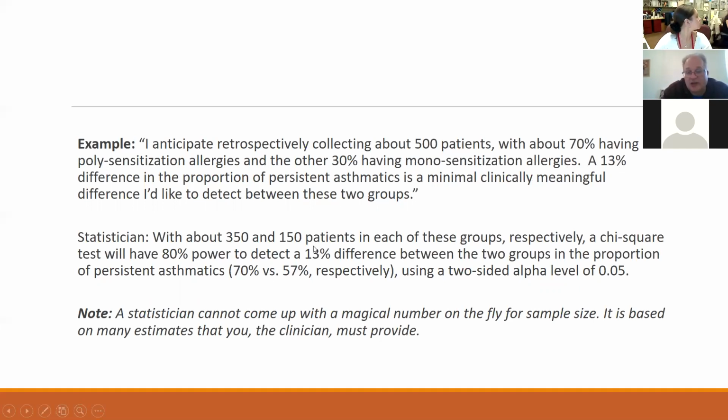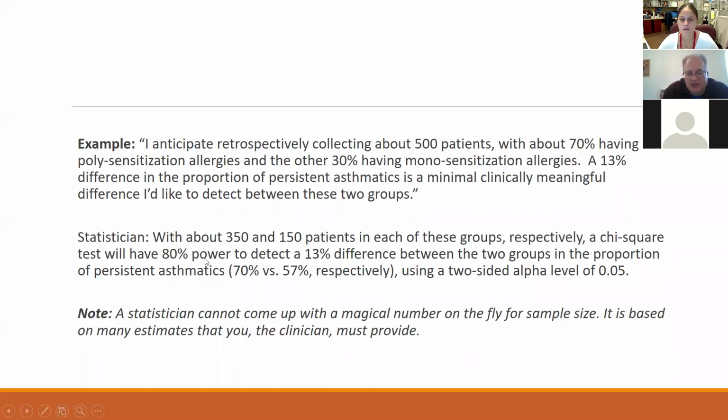The statistician would actually run a calculation. So knowing the breakdown of 70-30, which was reported by the investigator, the statistician would say, well, with about 350 patients and 150 patients in each of these two groups, which is just based on that 70-30 split, a chi-square test, which is a very common statistical test you would use to compare groups, will have 80% power to detect a 13% difference between the two groups in the proportion of persistent asthmatics. So in other words, if they think one group will have an asthma rate of 70% versus the second group will have an asthma rate of 57%, I'm just making up that difference there of 13%.